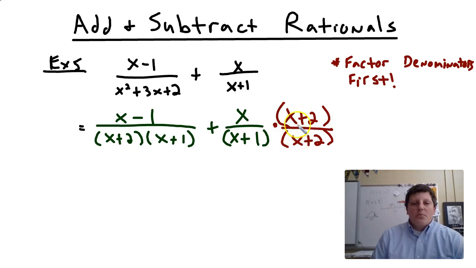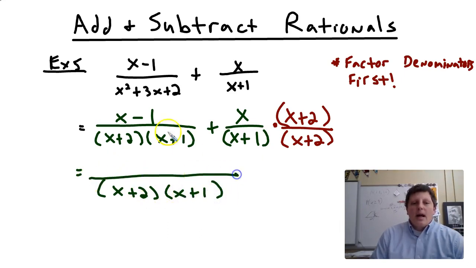Really I'm multiplying this by 1 because x plus 2 divided by x plus 2 is 1. But I'm doing it so that I now have like denominators. I have x plus 1 and x plus 2 common in both terms. From here, I want to keep the denominator factored, so it's going to stay x plus 2 times x plus 1. Remember, when you add, once you get a like denominator, that's the answer.